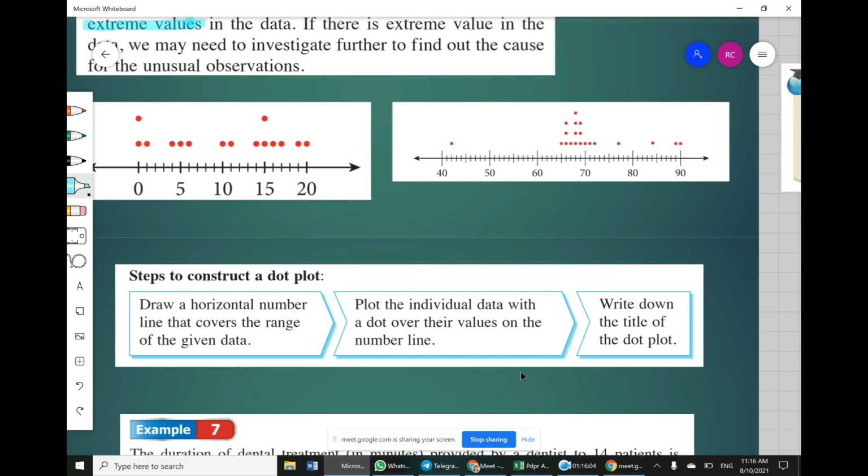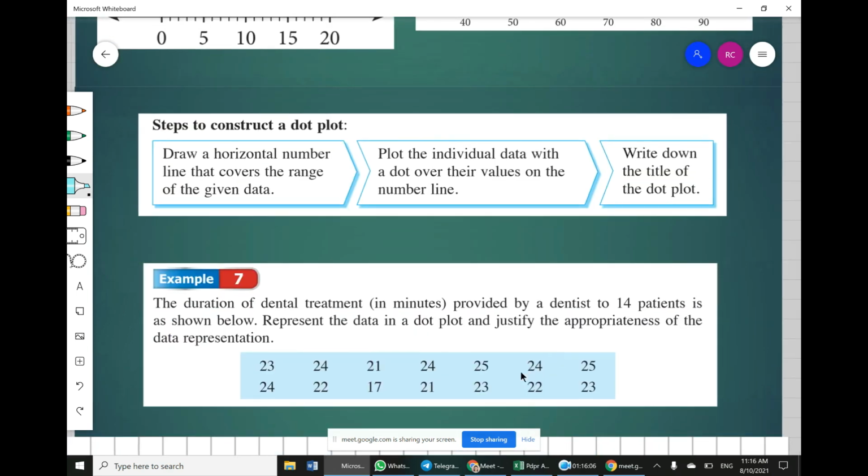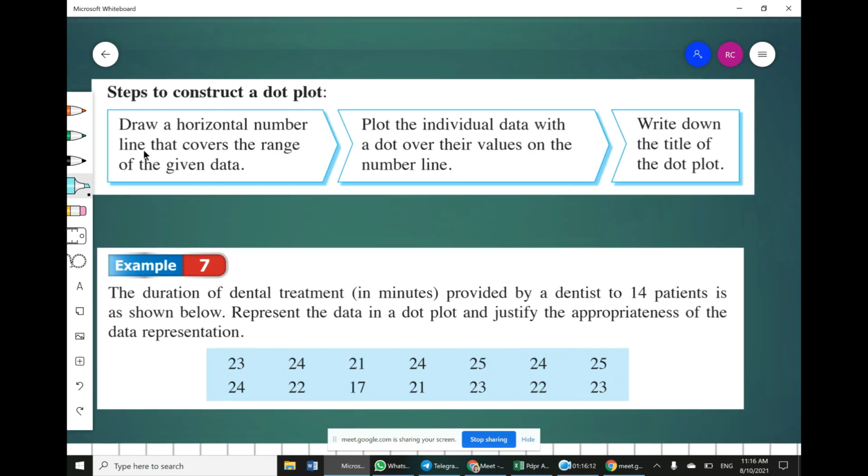Okay, so this is about dot plot. Let us look at the steps to construct a dot plot. So to construct a dot plot, first, we draw a horizontal number line that covers the range of the given data. So the range means you need to find out the smallest and also the biggest value. Later on, you find out the difference. Which means the biggest value, you minus the smallest one to get the range.